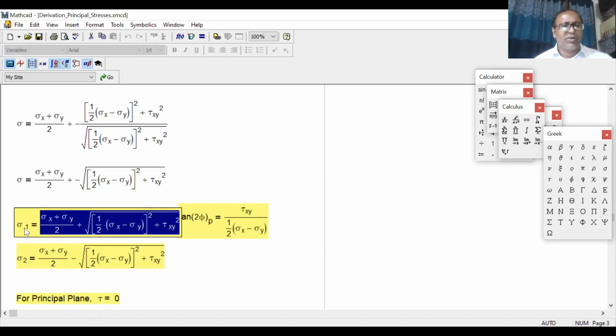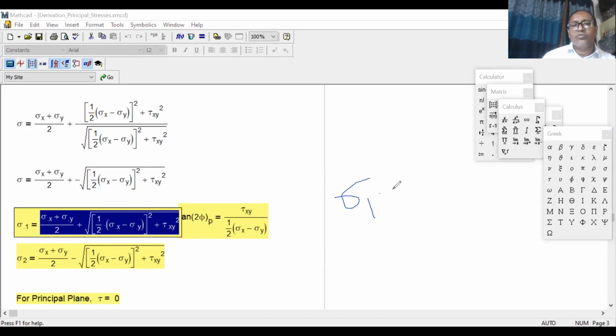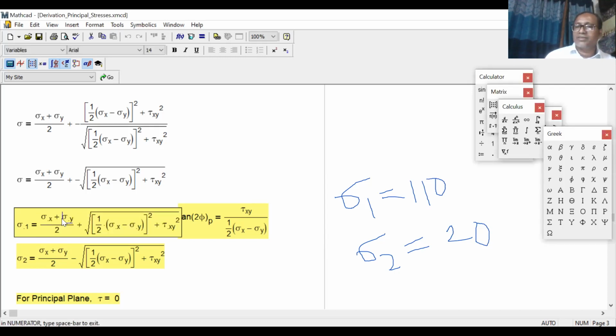That sigma 1 and sigma 2, there is no tan phi cos phi. Say, for example, you will get sigma 1 equal to 110, and sigma 2, you will get say 20 megapascal. But you figure out this one without using angle. You are using the direct maximum formula, right?